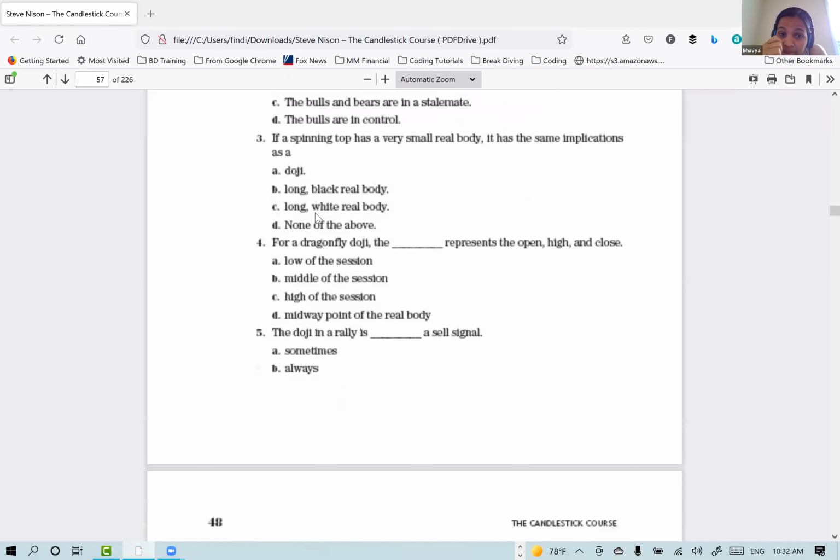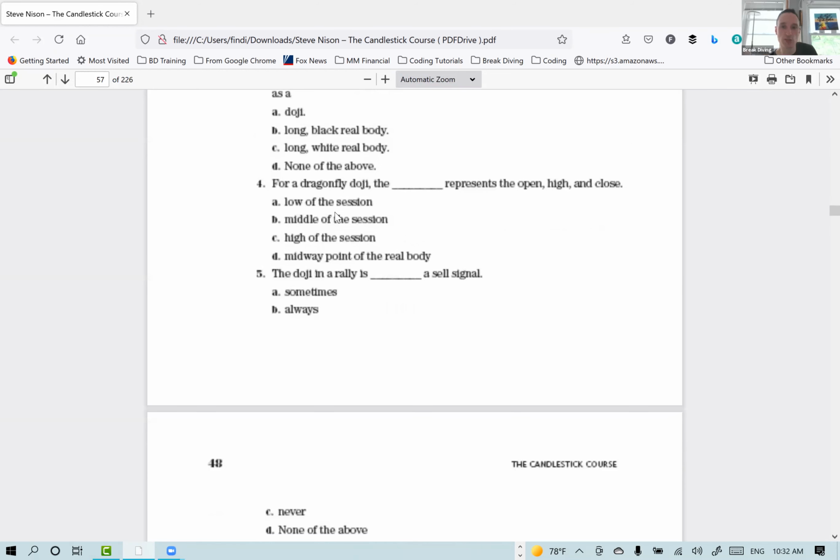Okay, your turn. If a spinning top has a very small real body, it has the same implication as a doji. Yes, that's what we said before. The doji is a spinning top that's just smaller. All right, 4. For a dragonfly doji, the blank represents the open, high, and close.